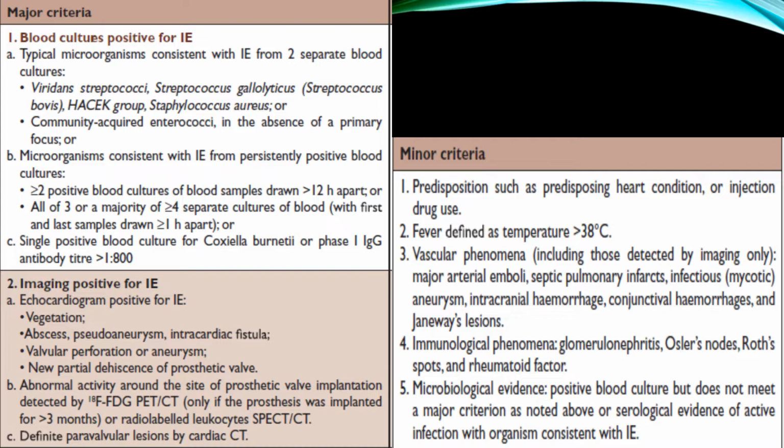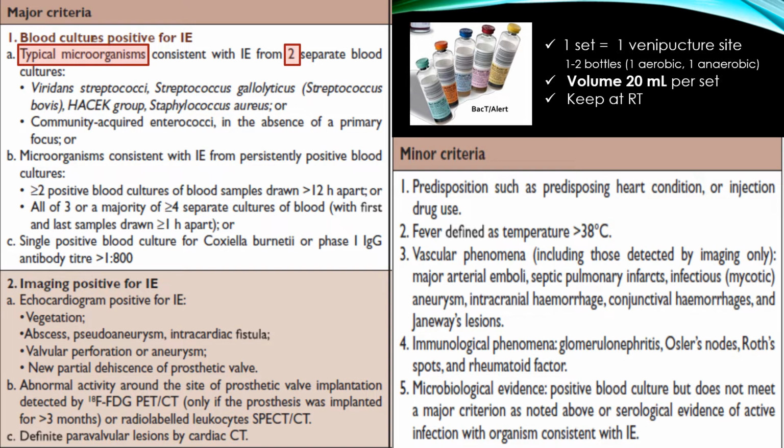For the criteria for diagnosis of endocarditis, we can use the clinical criteria, divided into major criteria and minor criteria. For major criteria, we have two aspects. One is microbiology. We talk about the blood culture. For typical microorganisms that cause infective endocarditis like this, just two separate blood cultures is enough to fulfill this criterion.